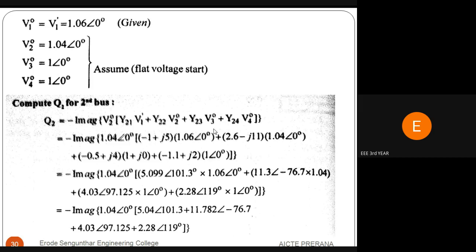We look at the second bus. So what is the second bus? It's a PV bus. So the second bus is a PV bus, and we should calculate the Q value. For calculating the Q value, we are using a formula. Here I am replacing the I term as 2.